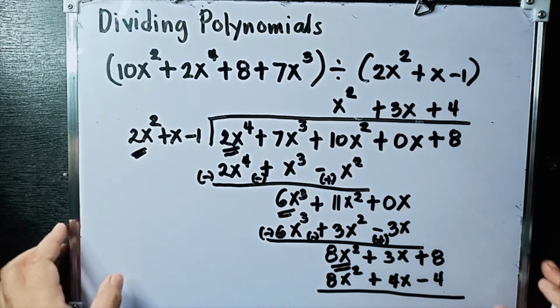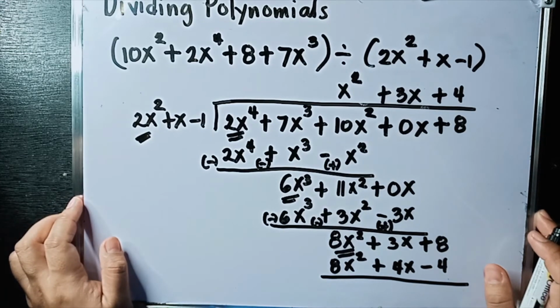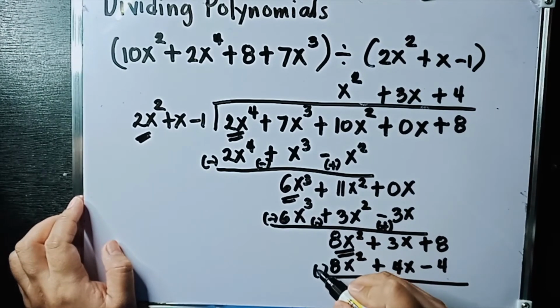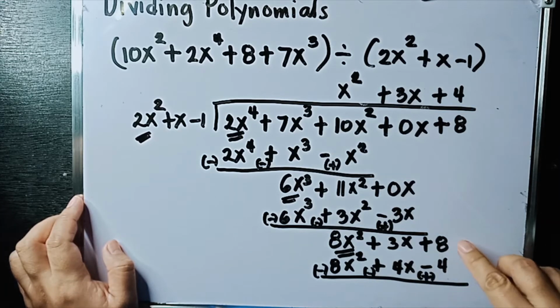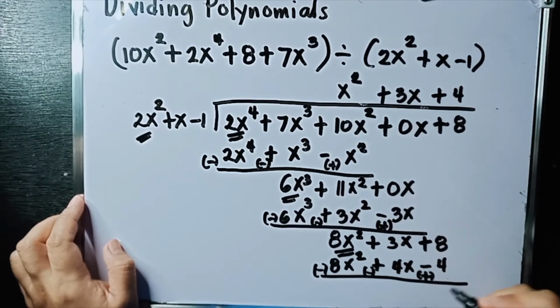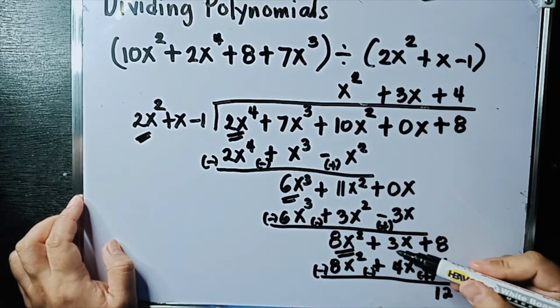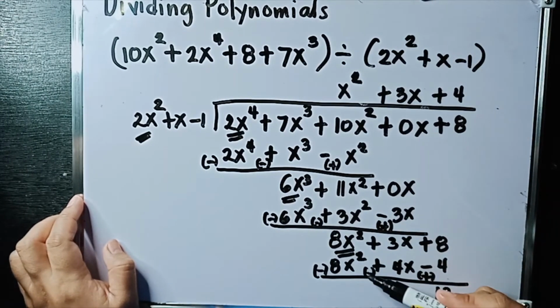And then we subtract them again. Okay? What do we do now? So this one will become minus, this one is minus now, and this one is plus. So 8 plus 4 is 12. 3x minus 4x, we have negative x.